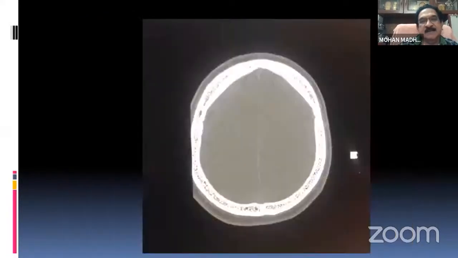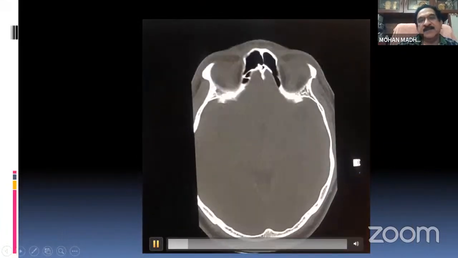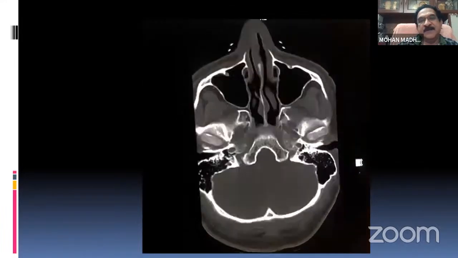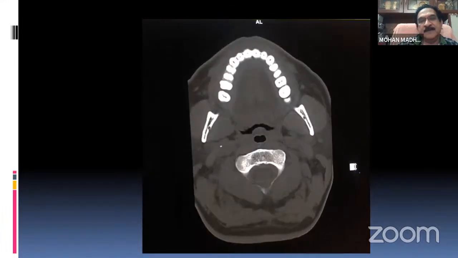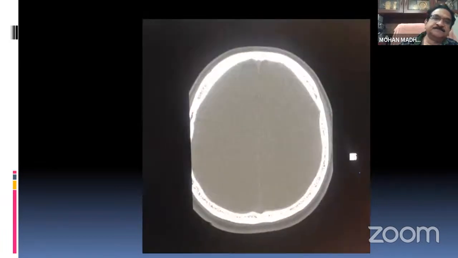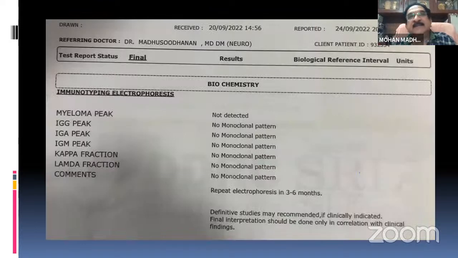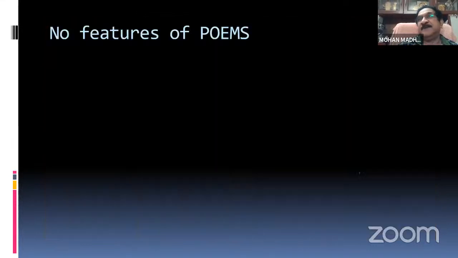Then they did the skull and upper cervical part again. That does not show any evidence of myeloma, even in the upper cervical spine. So I rechecked the M band. Again, there is no M band in this patient. No features of POEMS, that's for definite.